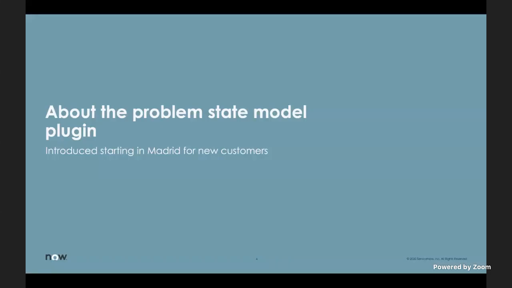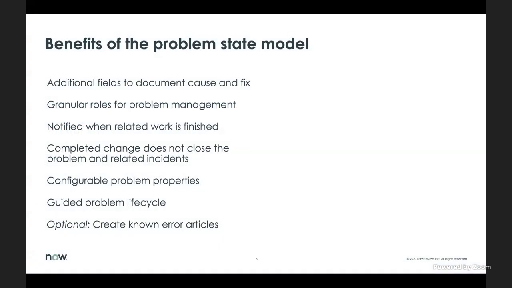So first off, about the problem state model plugin. We introduced this starting with the Madrid release, and initially it was for new customers. The migration utility is how upgrade customers will be able to get to that same plugin. But before we get to that, why would you actually want to do this? What are the benefits of the problem state model?